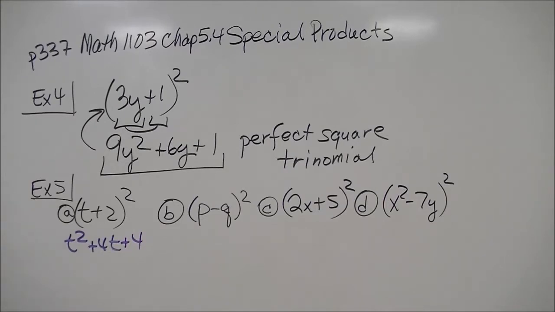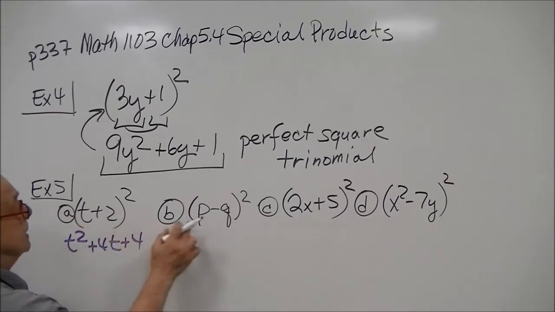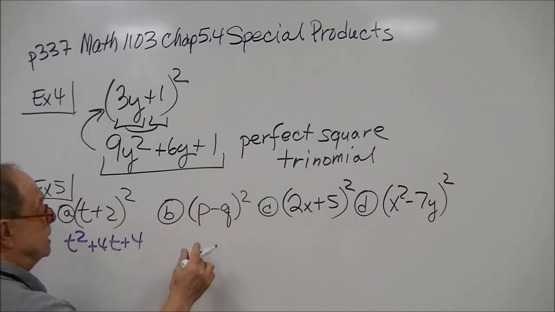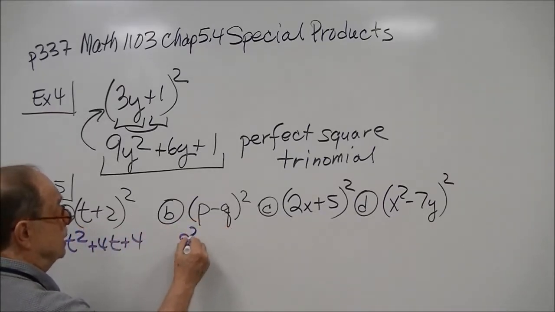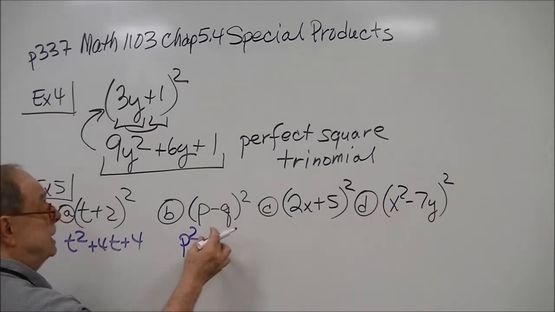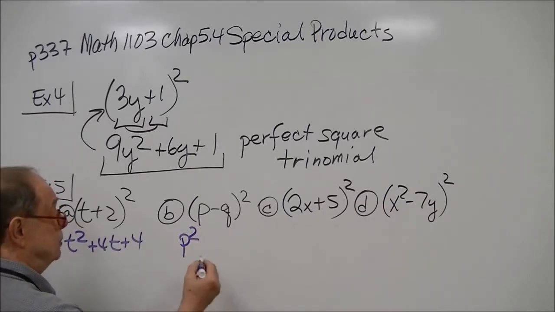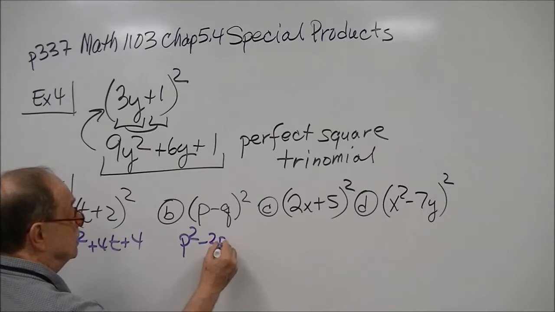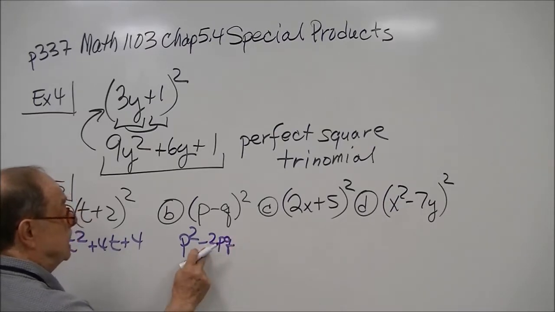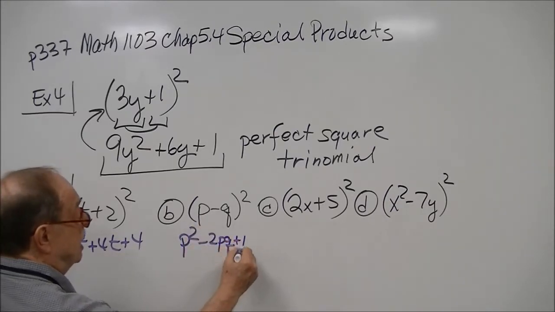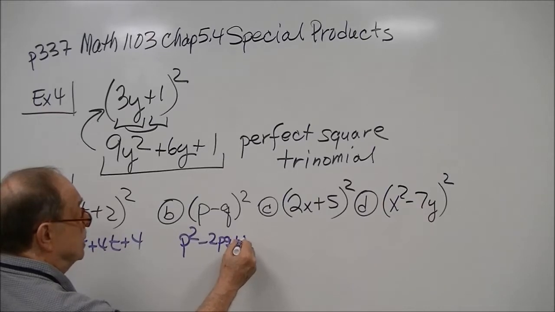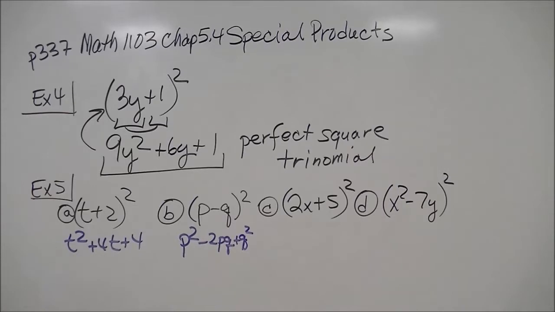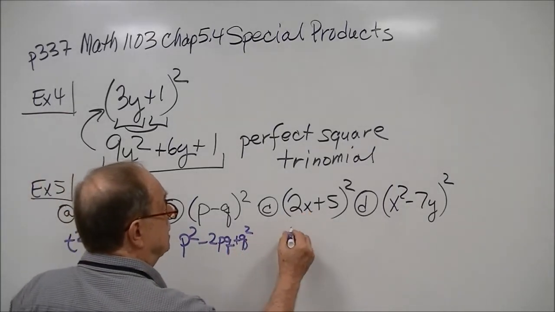A perfect square trinomial. Now notice the middle signs are different here, so this comes out a little differently. This is still p squared. Multiply that is a negative pq, double it. There we get a negative, and then the last term, q squared. Square it.